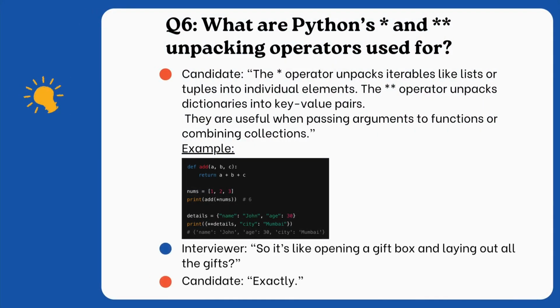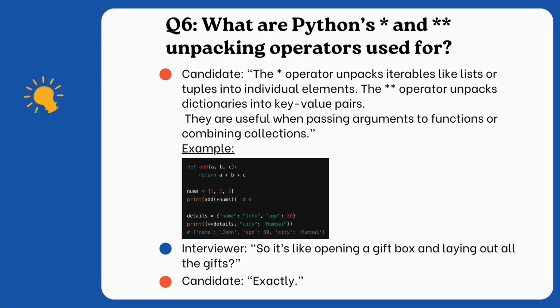What are Python's star and double star unpacking operators used for? The star operator unpacks iterables like lists or tuples into individual elements. The double star operator unpacks dictionaries into key-value pairs. They are useful when passing arguments to functions or combining collections, as we can see in the example in the code below.